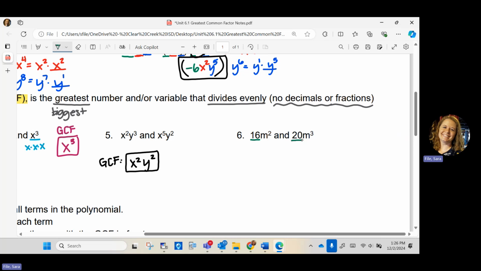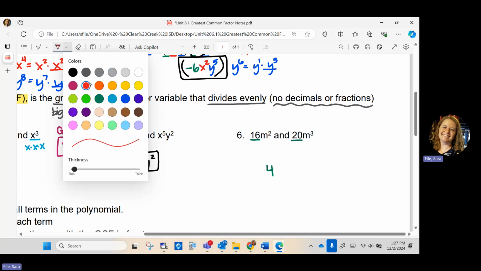They can both be divided by 2. But is that the biggest number that they can both be divided by? They can both be divided by 4. 4 is bigger than 2. Is there anything bigger than 4 that they can both be divided by? I don't think so. This could be divided by 8, but 20 can't be. 20 can be divided by 5, but 16 can't be. So 4 is the biggest that they can both be divided by. So 4 is the number part of the GCF.